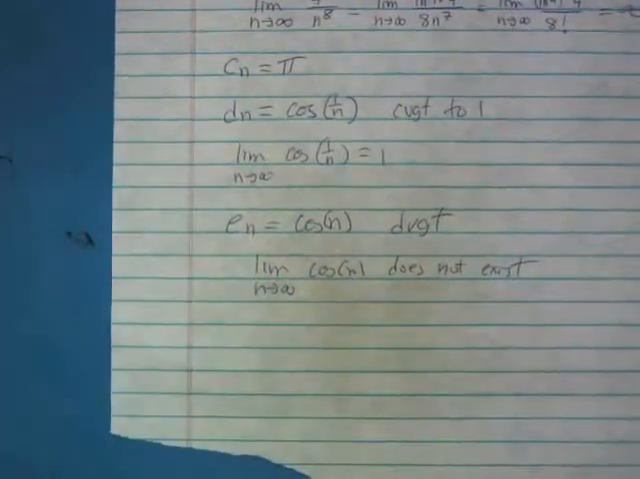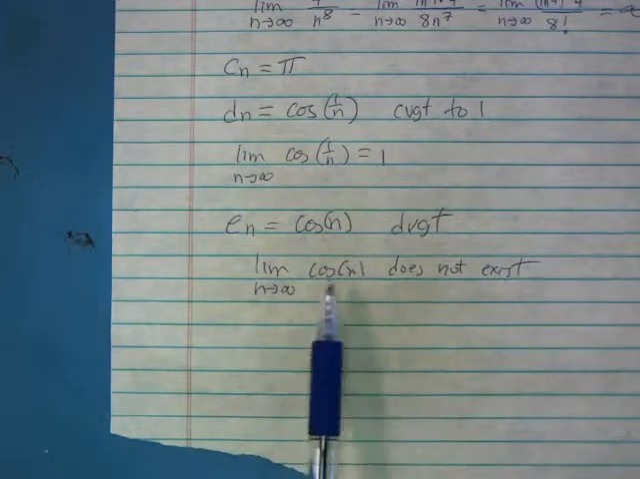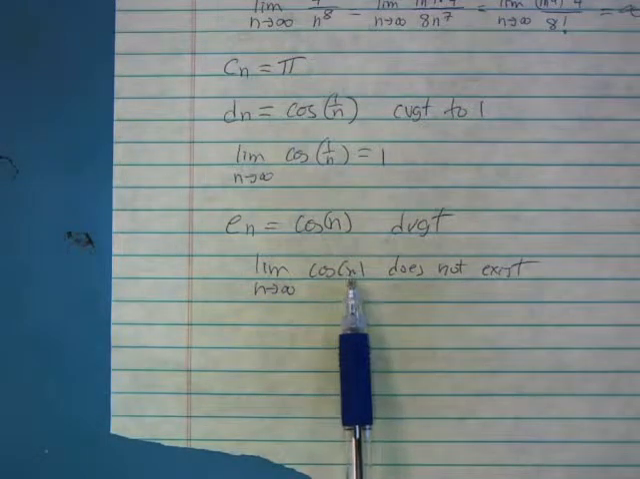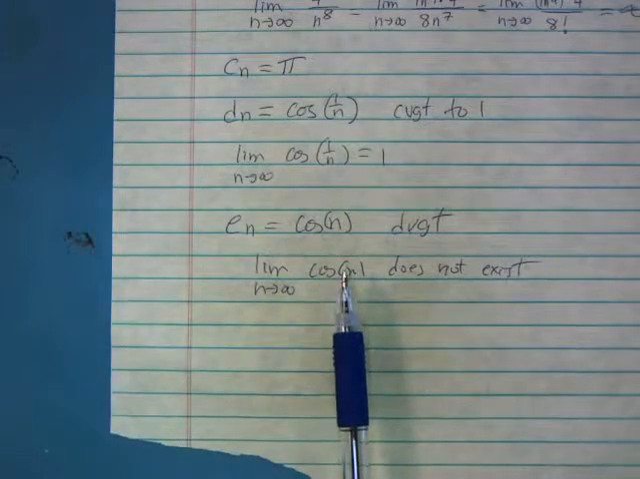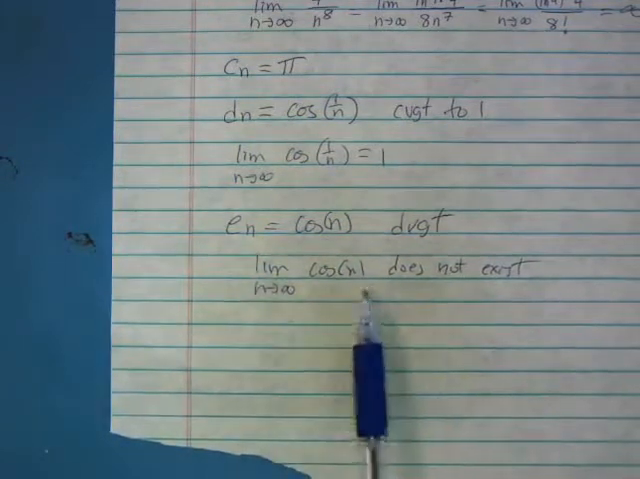I would say that limit does not exist, in which case the sequence is therefore divergent. It does not equal infinity, does it? In fact, cosine is stuck between negative 1 and positive 1, so it's definitely not getting close to infinity. You cannot say that this limit is infinity.